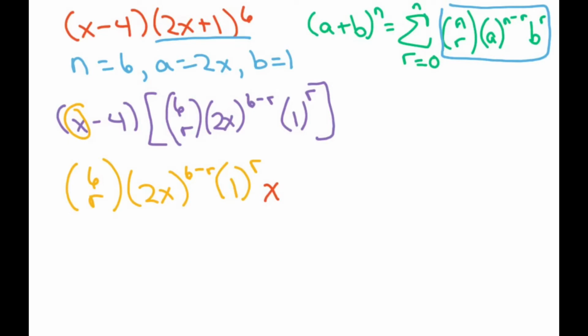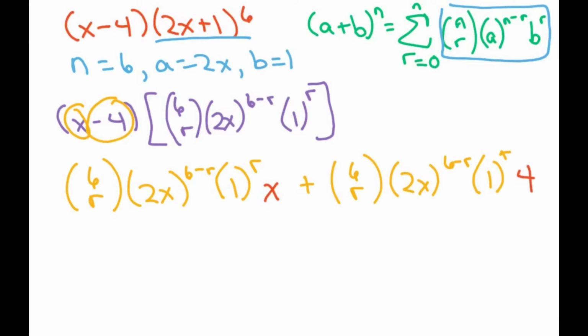Now we're going to write plus 6 choose r, 2x to the 6 minus r, 1 to the r power, and then times negative 4. So on here, I'm just going to write the 4 here, bring out the negative here. And so I'm going to erase this and put negative, because I don't want a negative here.